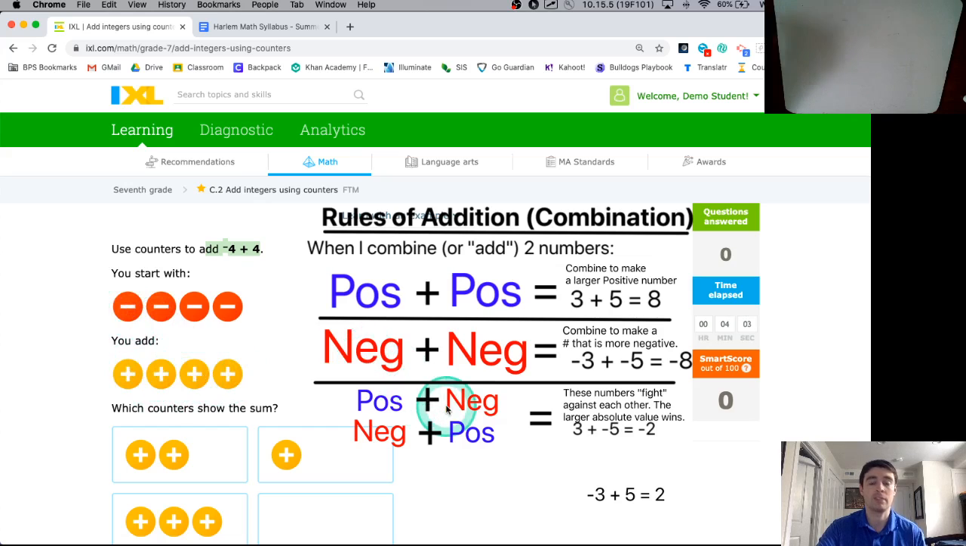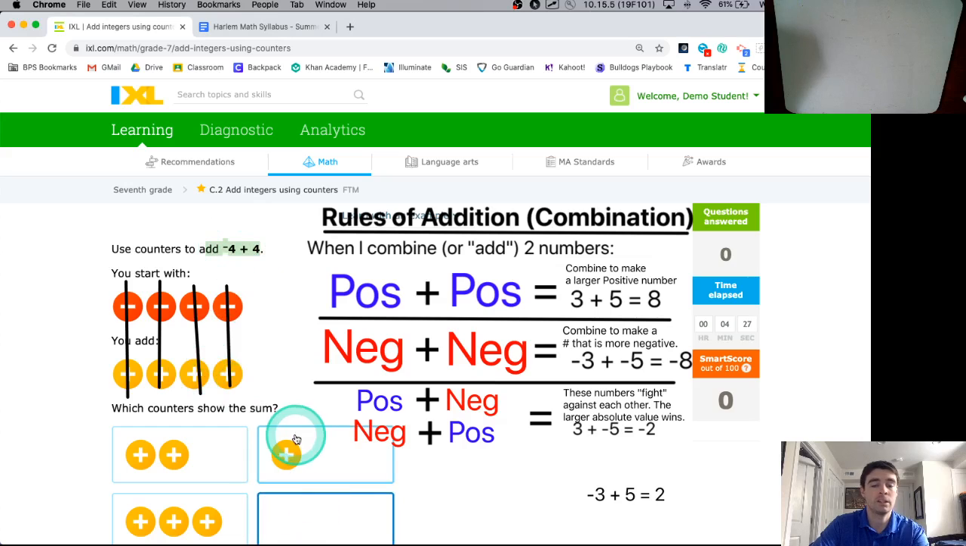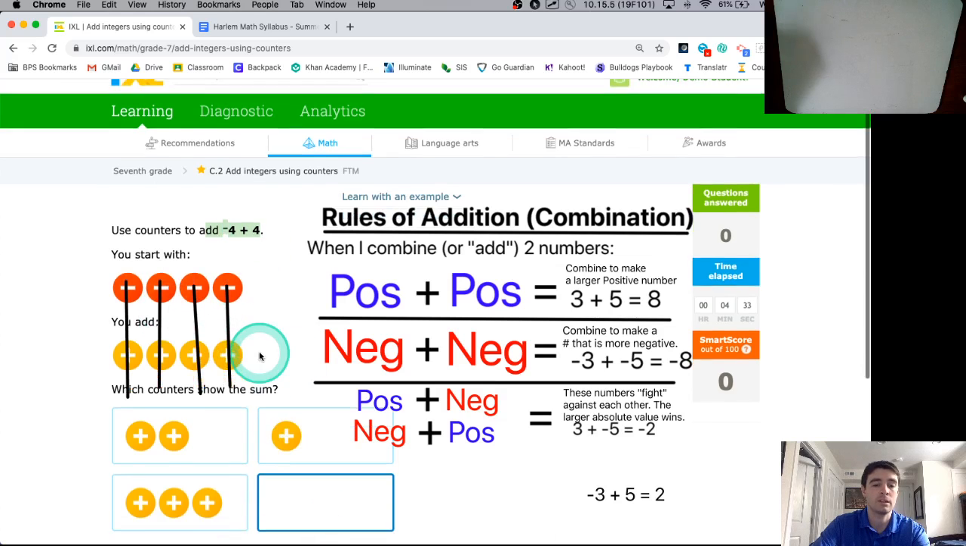Remember, when we have a positive and a negative, they fight against each other. In this case, we have exactly 4 of each, so each negative is going to cancel out a positive. There's going to be nothing left over. So when they ask which counters show the sum, we're not going to have any positive or negative units left, because they were perfectly balanced. This gives us 0. If I did -4 plus 4, it would equal 0, and that's what this problem is showing us.